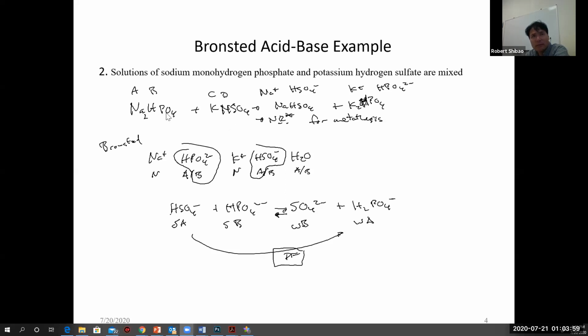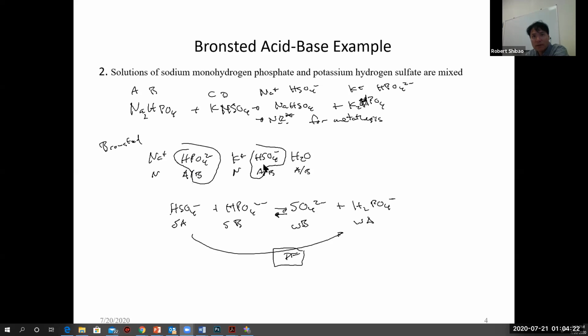But anyway, here we have solutions of sodium monohydrogen phosphate and potassium hydrogen sulfate, and there was no reaction for metathesis. But there's a reaction for Bronsted. So in the first step here, we inventory and then we label. Sodium ions are neutral, potassium ions are neutral, but HPO4 2 minus can donate a hydrogen or can accept a hydrogen. And so it's both an acid and a base.